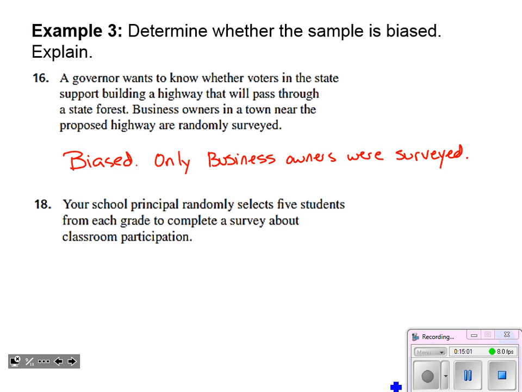Number 18, your school principal randomly selects 5 students from each grade to complete a survey about classroom participation. Okay, principal randomly selects 5 students. It's not optional. It's not something that students get to choose to do or not. Selects 5 students from each grade. You're taking the survey. Okay, this one is unbiased because the entire population is represented.